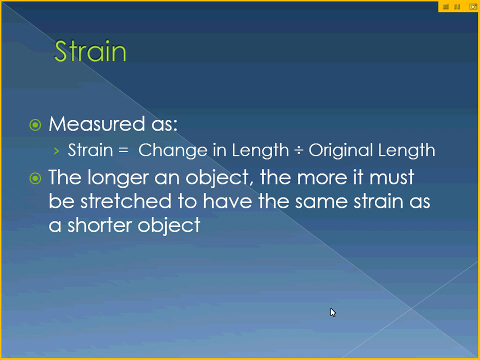So when we look at strain, we can measure stress, we can measure strain. And a strain is a measurement of the change in the length of the material divided by its original length. So like I just said, the larger the object, the greater stress it can take on. The larger the object, the more it must be stretched to have the same strain on a shorter object.